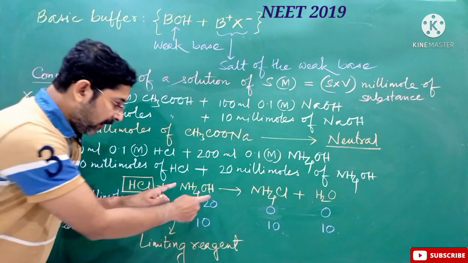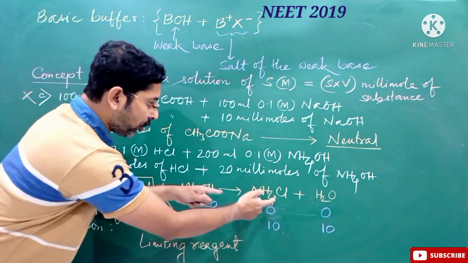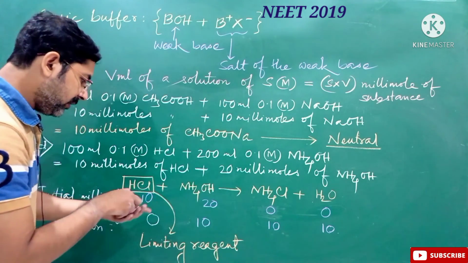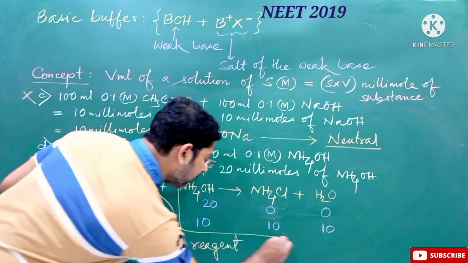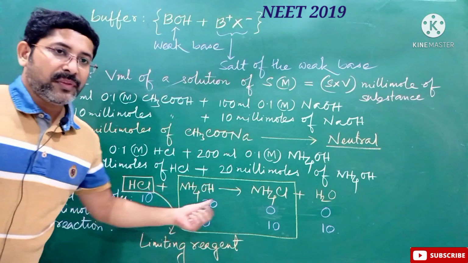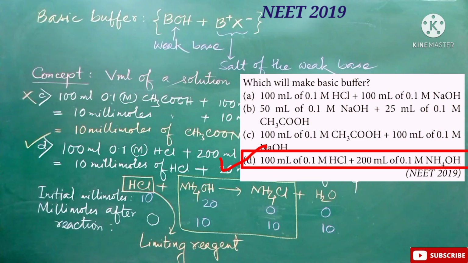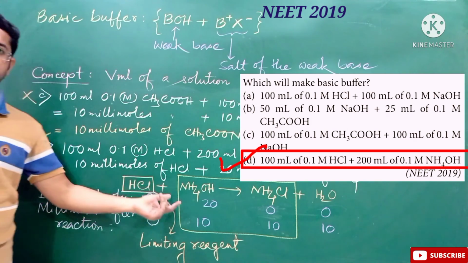So look, ammonium hydroxide is a weak base and ammonium chloride is its salt of the strong acid. So this mixture of ammonium chloride and ammonium hydroxide will form the buffer, right? So these two will form the buffer solution, right? So D is your correct answer. So option D is your correct answer, right?